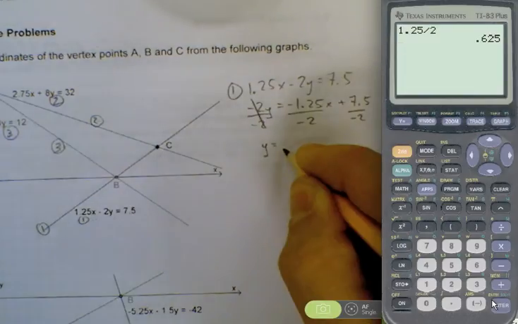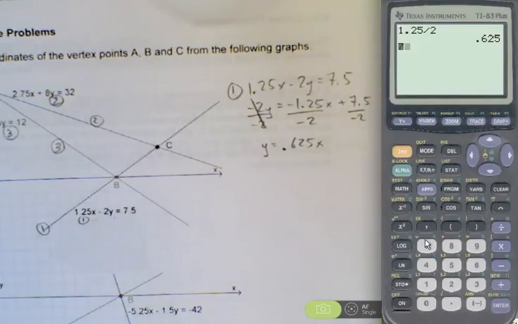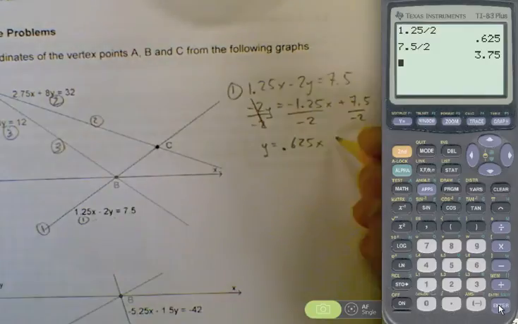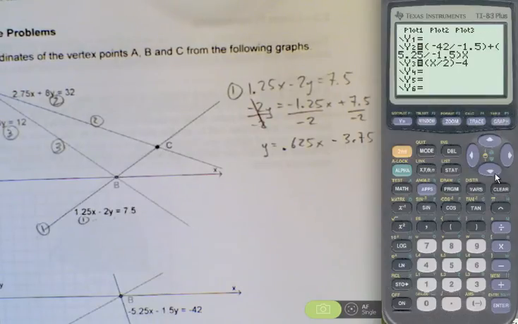Okay? So I would go 0.625 times x, and then when you divide 7.5 by 2, what you're going to end up with is the 3.75. So subtract 3.75. That's going to be the one that I put in as my y1. So when I type this into my calculator, I would just go y equals, clear out any junk that's in there already, and then just type in 0.625 times x minus 3.75.